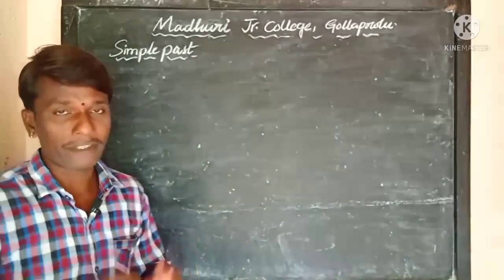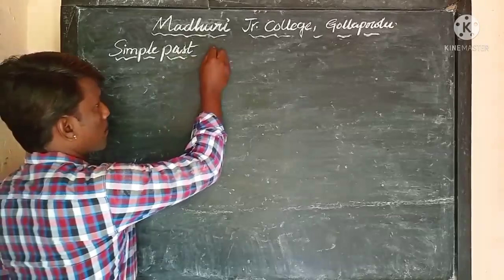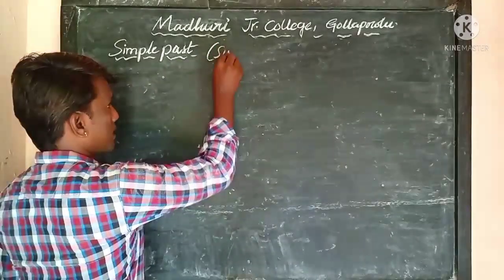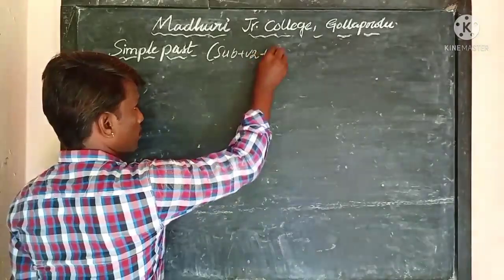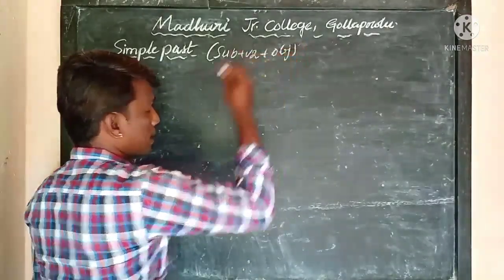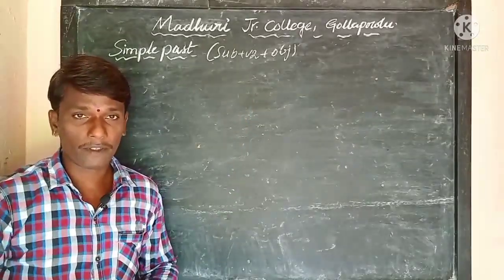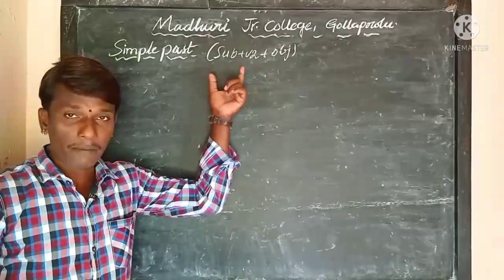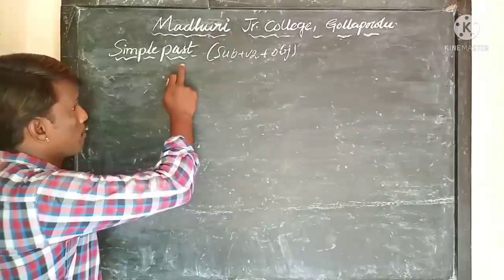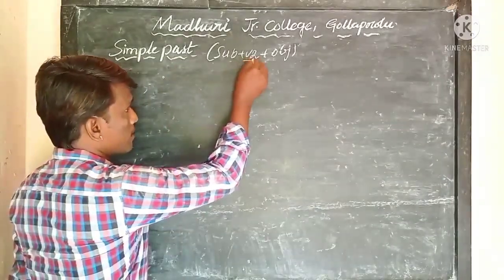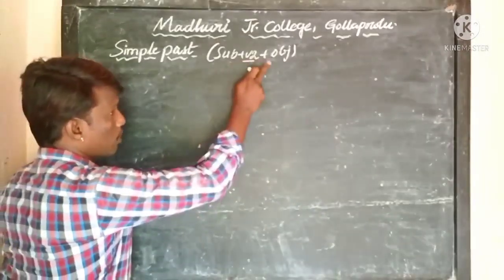So the very first tense in the past tense is simple past tense. The structure of the simple past tense is subject plus V2 plus object. This is very easy. It is as easy as the simple present tense. So here in simple present tense we find verb 1. But whereas when it comes to the simple past tense, the second form of the verb is written along with subject, verb 2 and object.